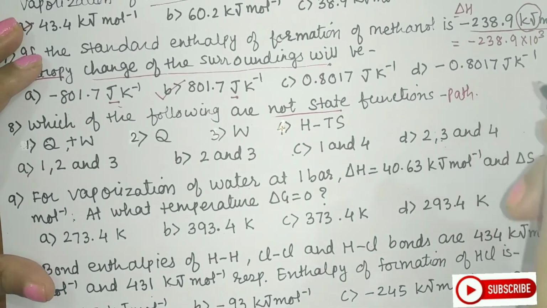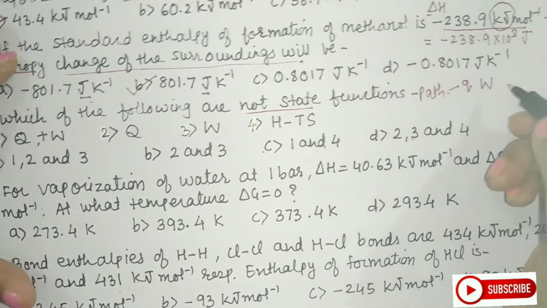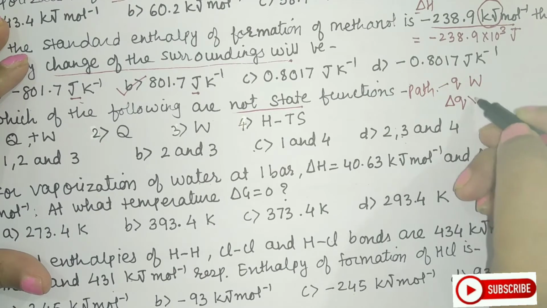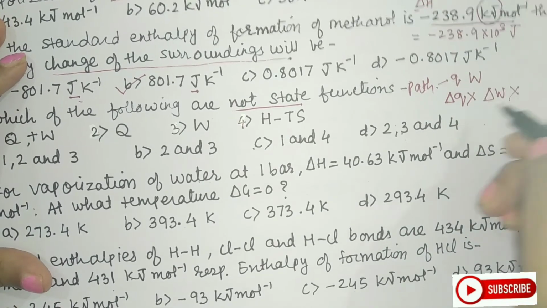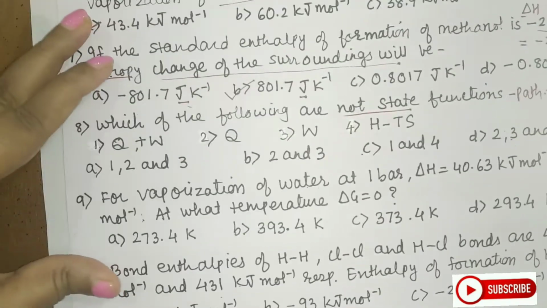And always remember, there are only two path functions, that is heat and W, where we never use a delta or a change. If you write like this, this is wrong. If you write like this, this is also wrong. We never use a delta before heat or work. So let us check out the options.